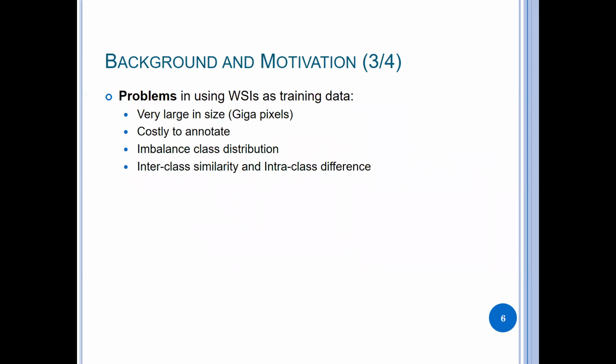There are some problems in using whole slide images as training data. For example, they are very large in size, usually gigapixel. Since they are large, pixel level annotation is costly. The distribution of pixel class is not balanced, and there are interclass similarity and intraclass difference, which cause false positives.